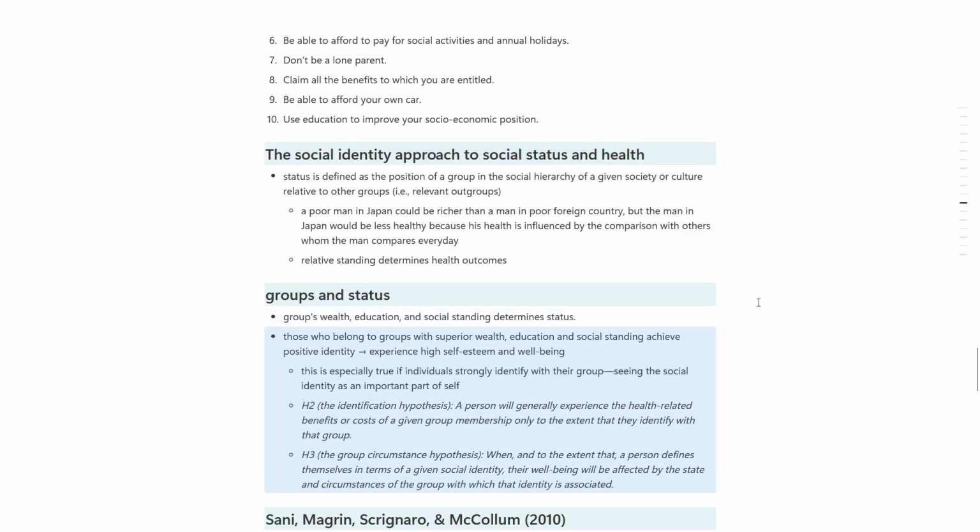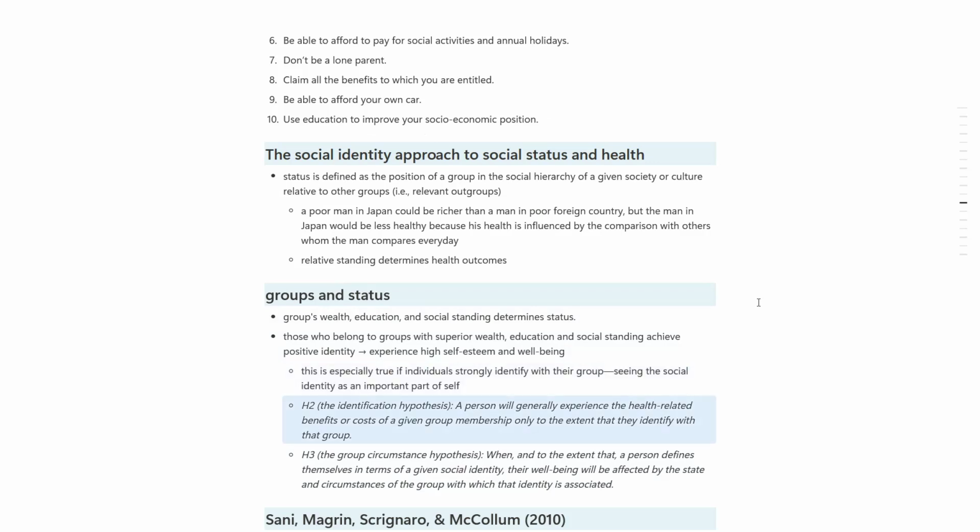So those who belong to groups with superior wealth, education, and social standing achieve positive identity. And then achieving positive identity leads to an experience of high self-esteem and well-being. And this is especially true if individuals strongly identify with their group. And that means seeing the social identity as an important part of the self.